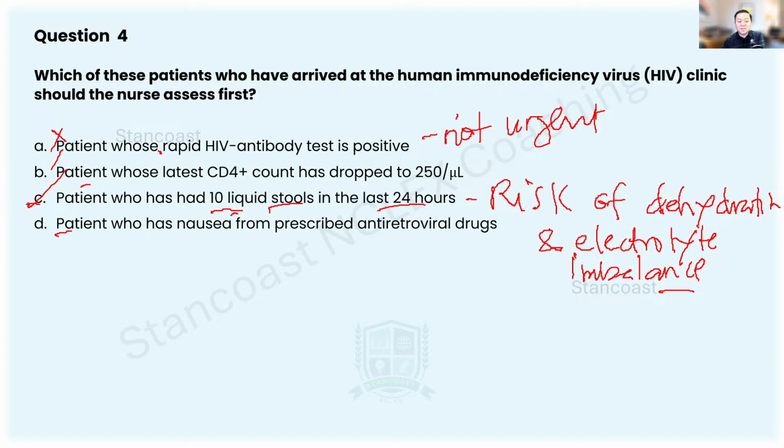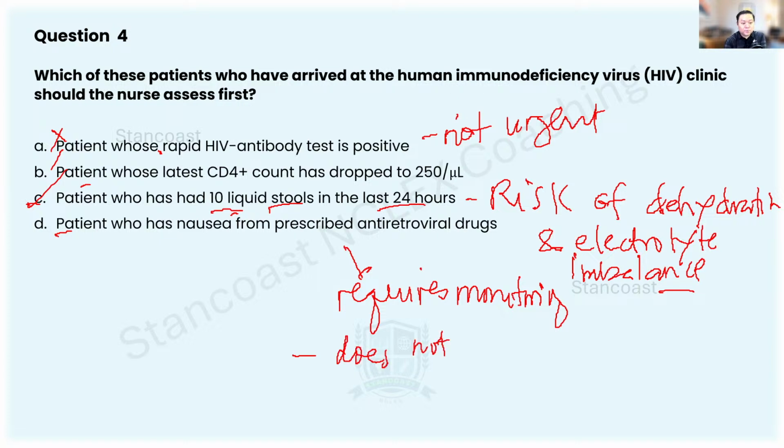What about letter D? Patient who has nausea from prescribed antiretroviral drugs. This is an expected side effect. It can require monitoring, but not urgent assessment. Requires more monitoring, but doesn't require immediate assessment as of this time, okay? Does not require immediate assessment.